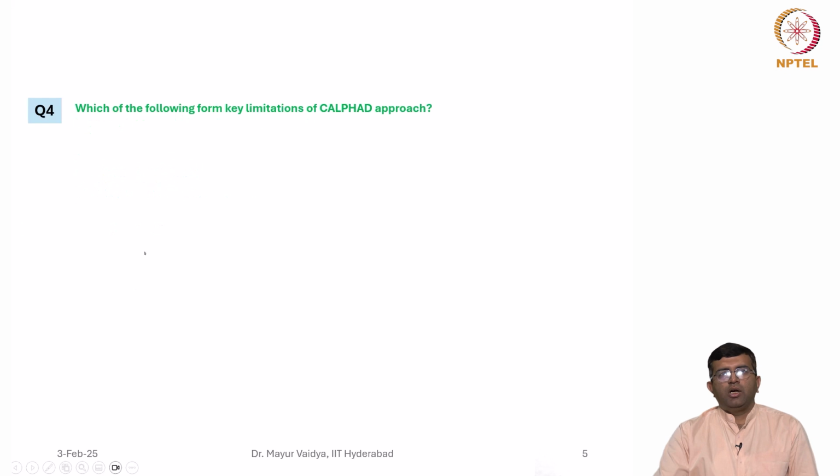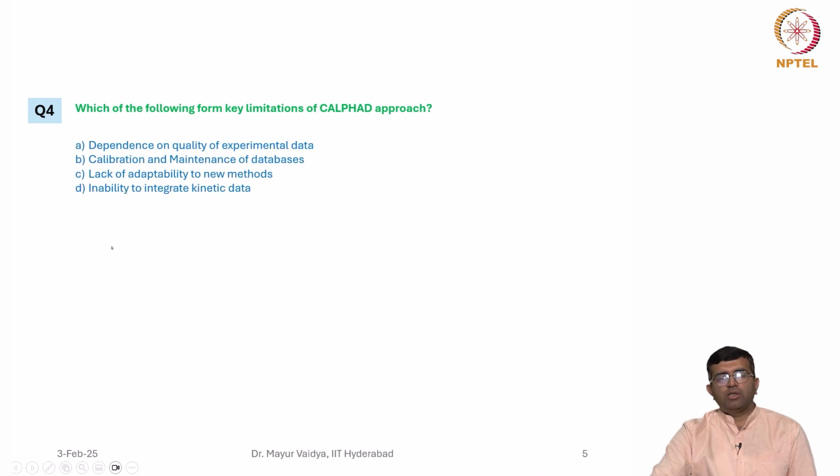Moving ahead, which of the following form key limitations of the CALPHAD approach? So here are the options. First is dependence on quality of experimental data. Yes, it is true, it is a limitation of the CALPHAD approach, because if the data is not accurate or it is not reliable, then the predictions will also be erroneous or not robust enough.